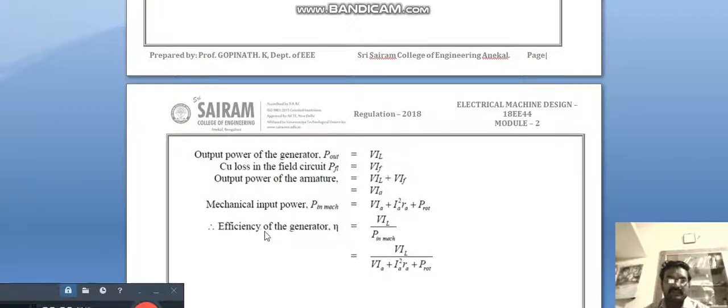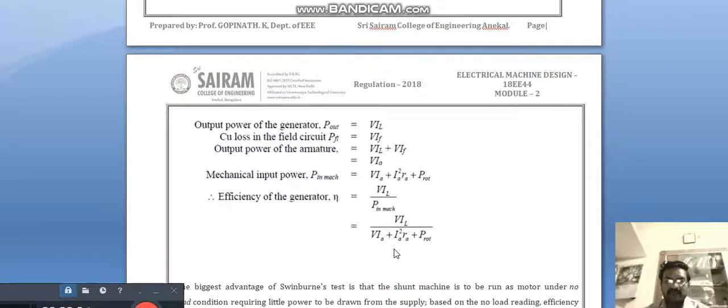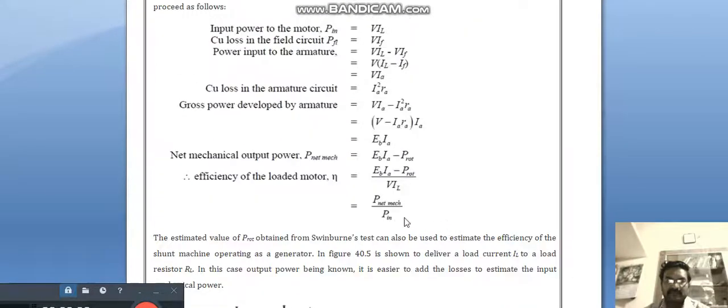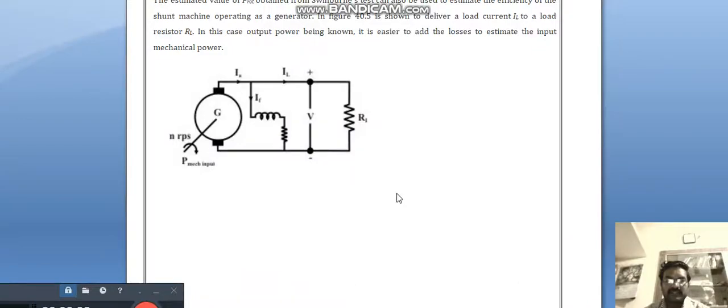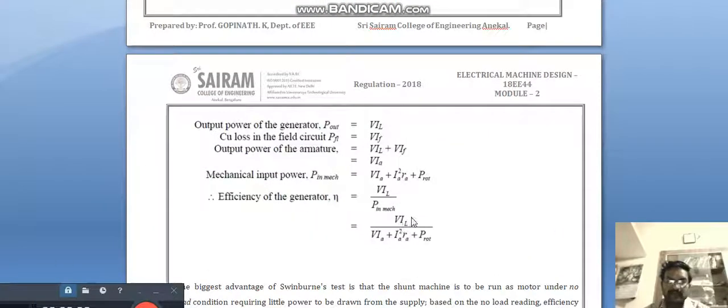So the efficiency of the generator is equal to V IL divided by P in mech, that is V IL divided by (V IA plus Ia square Ra plus P rotational). For the motor, efficiency is P net, that is Eb Ia minus P rotational, divided by V IL. But in the case of the generator, it is V IL divided by (V IA plus Ia square Ra plus P rotational).